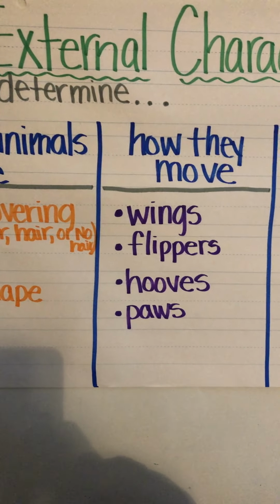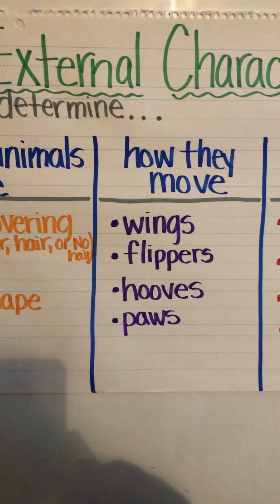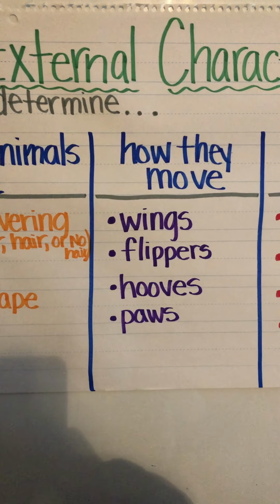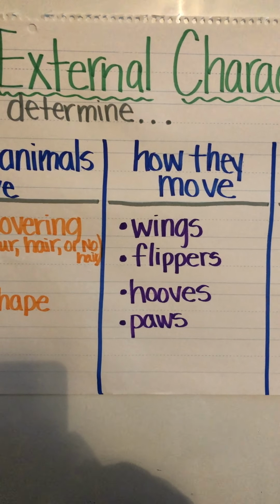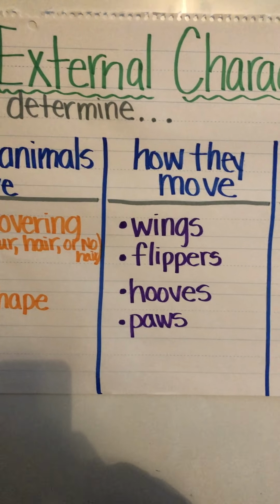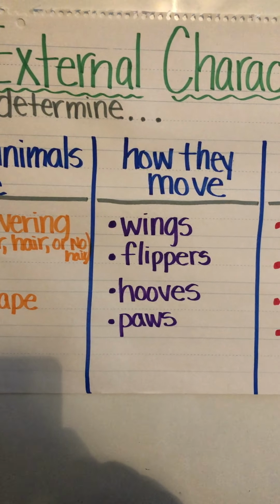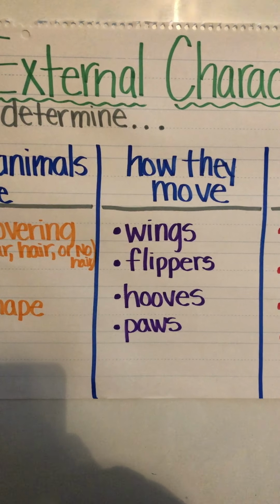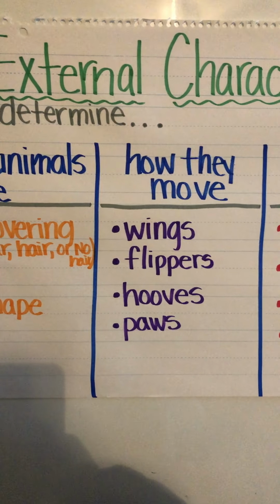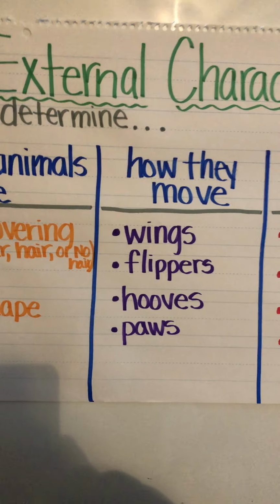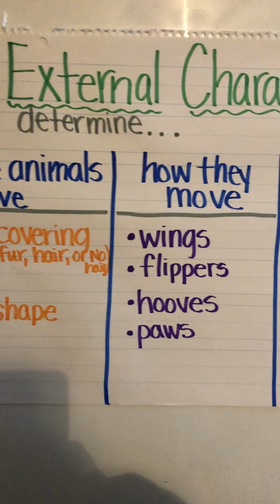Flippers. Who has flippers? Can you tell me? Who has flippers? Ha, you guys are so smart. What about hooves? Have you heard of that term before? Hooves? Well, if you ever take a real close look at horses and cows and cattle, animals like that, you'll see they have really strong hooves.